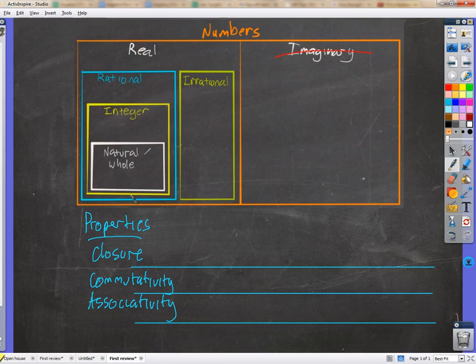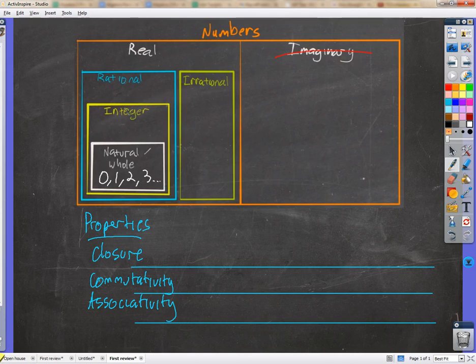And so let's take a look. The natural numbers, the simplest ones. You could call them counting numbers, right? You could have 0 of something, you could have 1 of something, 2 of something, 3 of something, and you can just keep on counting, okay? And those are the natural or the whole numbers.